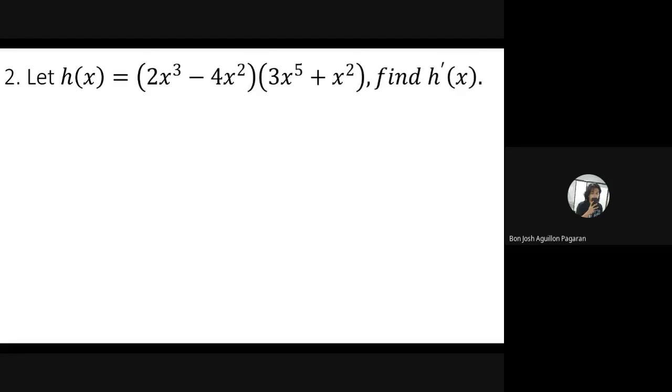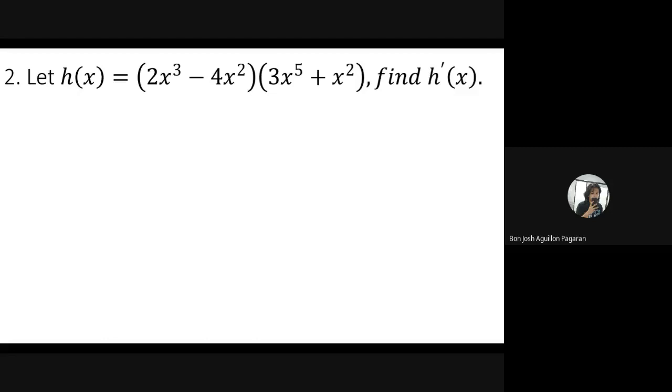Okay. Let's have number 2. Ang sasagutan ko hanggang number 2. Sige, tapos kayo nang sasagot sa remaining problem. So let h is equal to 2x cubed minus 4x squared times 3x to the fifth plus x squared. Find h prime of x.